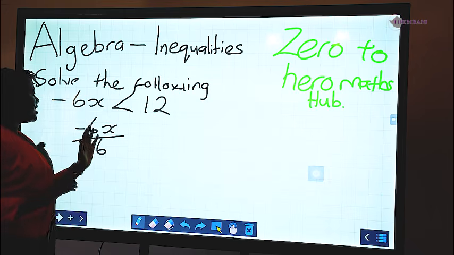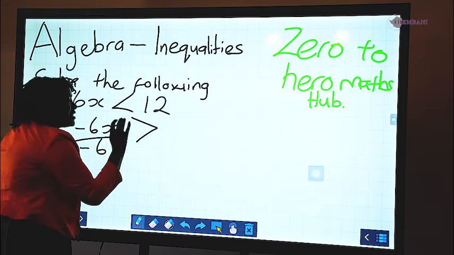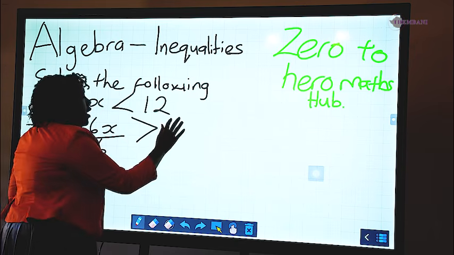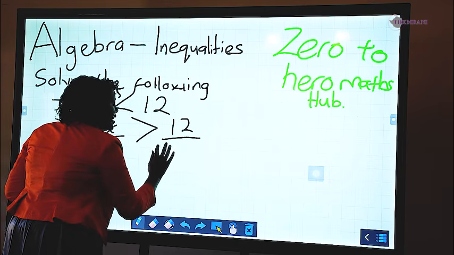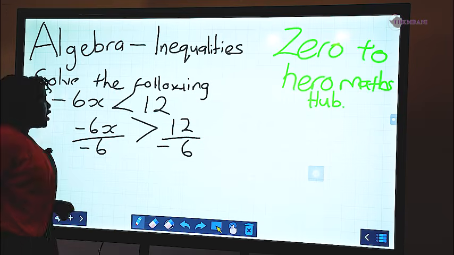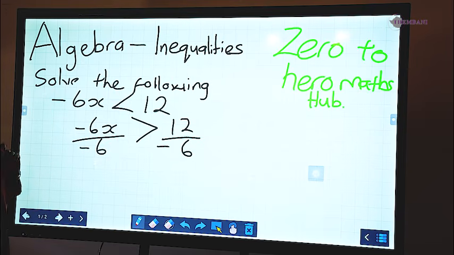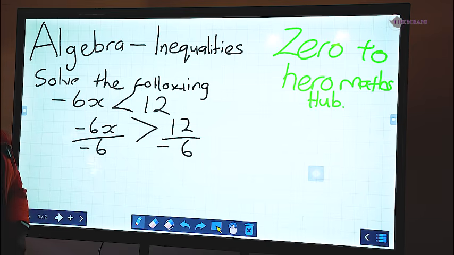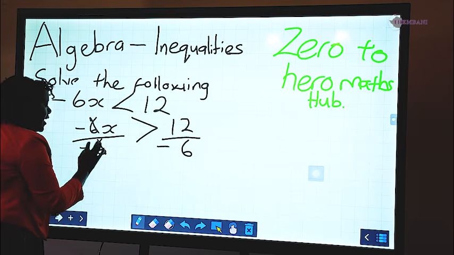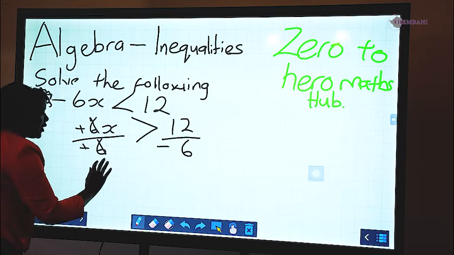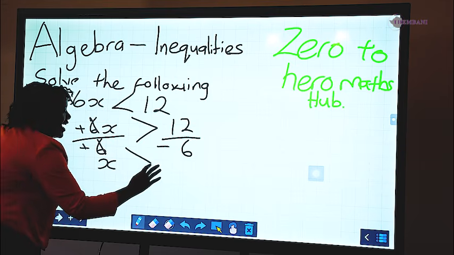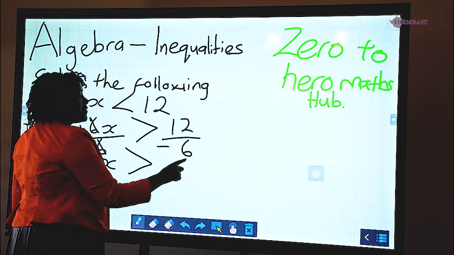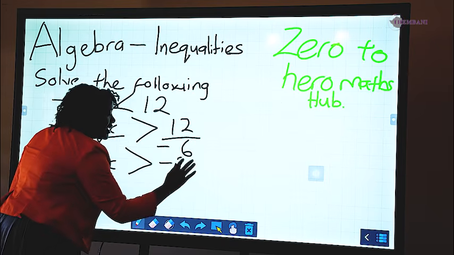So now my inequality sign changes direction and faces the other direction because I'm dividing by a negative. So I have my 12 here divided by my negative 6. If a negative divides a negative, it becomes positive. And 6 divided by 6, we get what? 1. So our solution here is that we are going to get x. And our x is now greater than, if we divide this side, negative 6 divided by 12, we are going to get negative 2.